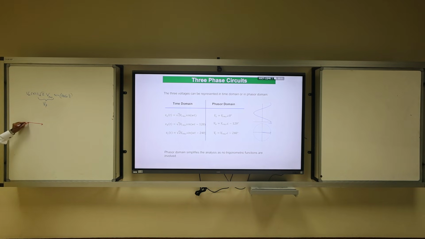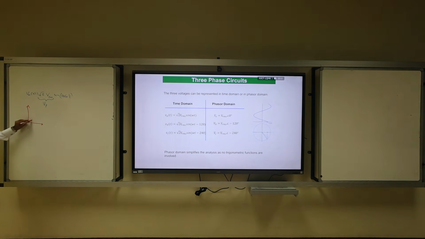This is the vector. I have a vector here that has a length of VRMS, without the square root of 2. And this is the angle here. This angle is not fixed in time. At time 0, it will begin here. At a certain time 1, it will be somewhere here. And it rotates across the time.